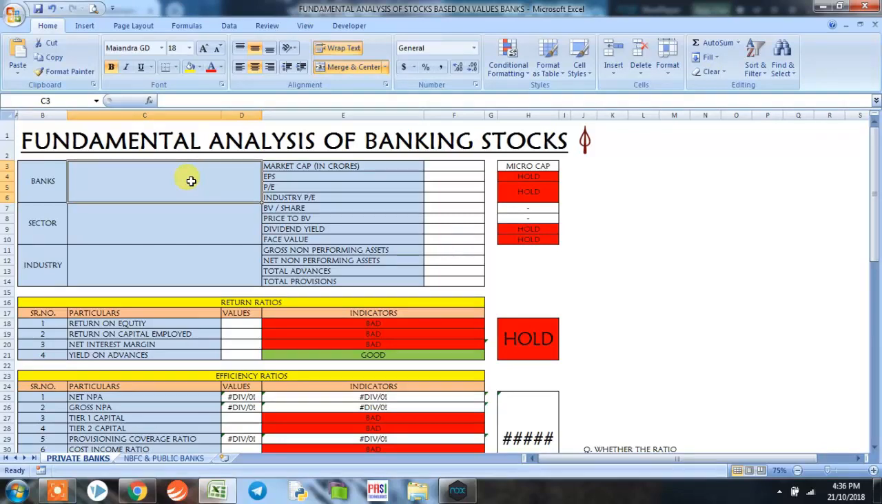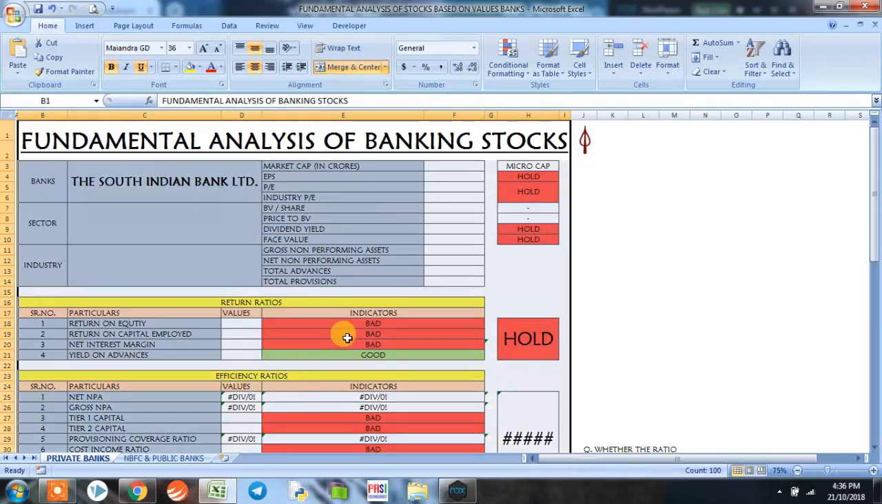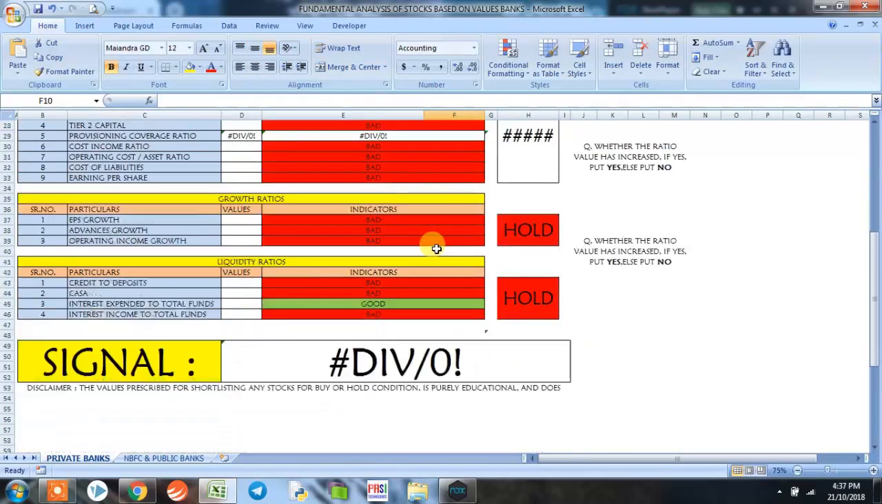Today we'll be performing fundamental analysis on a banking stock. The name of the stock is the South Indian Bank Limited. The Excel spreadsheet in front of you is a program wherein we feed the financial data of South Indian Bank Limited and arrive at a conclusion whether to invest in that particular banking stock at this point of time or not.